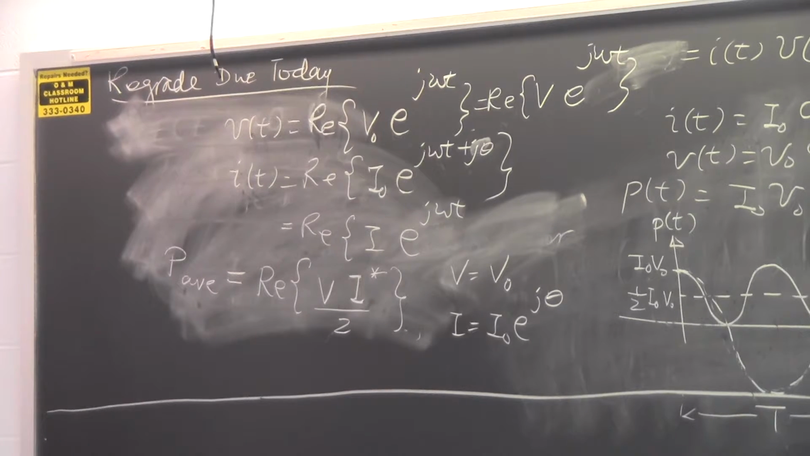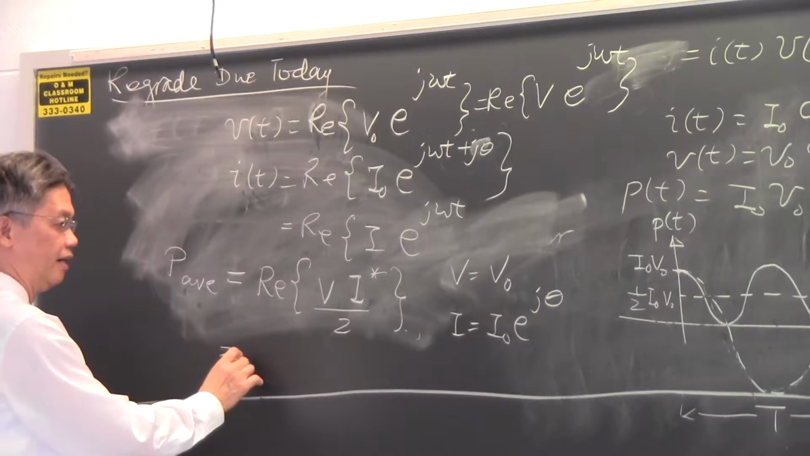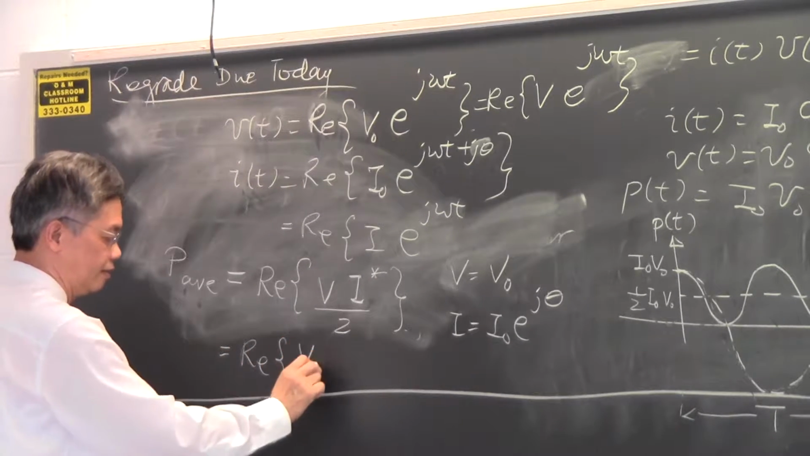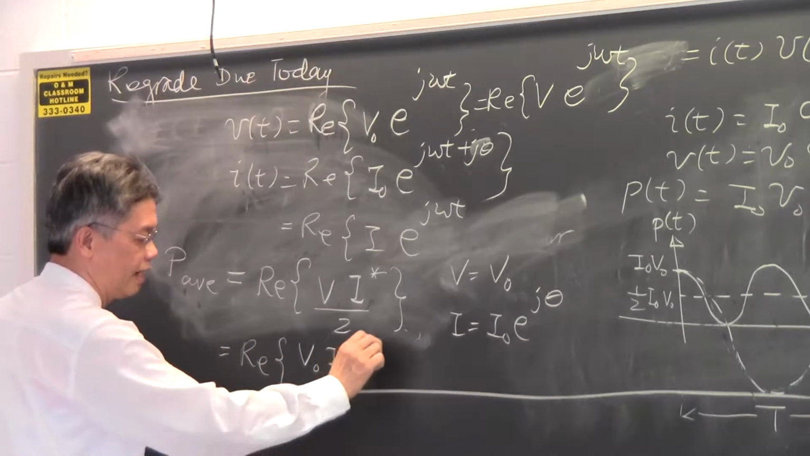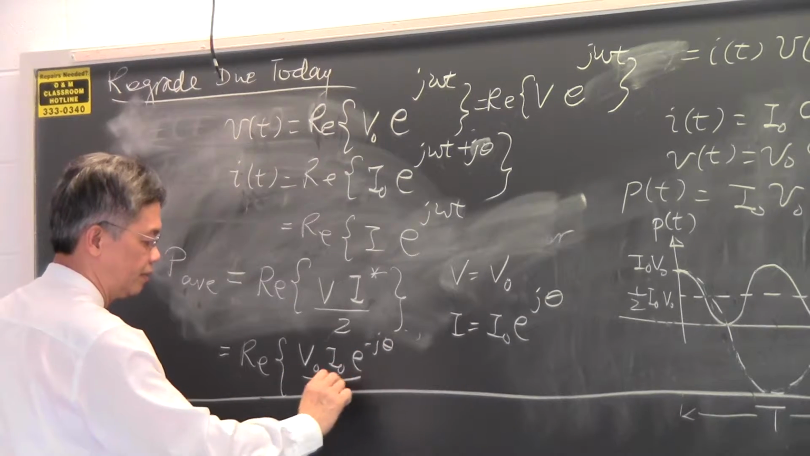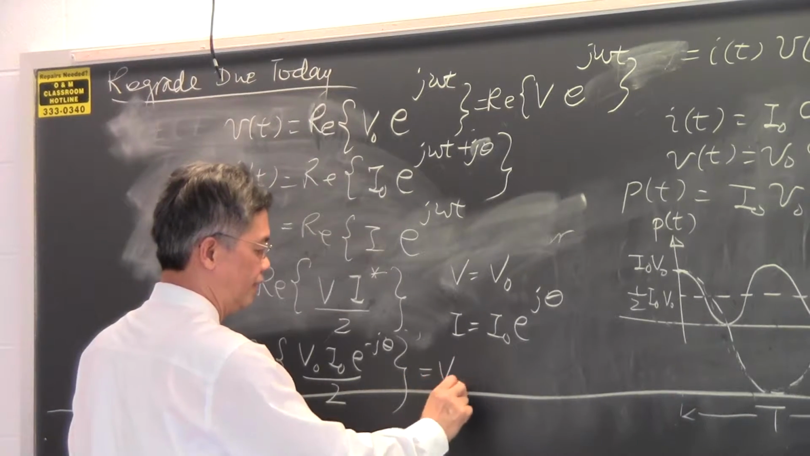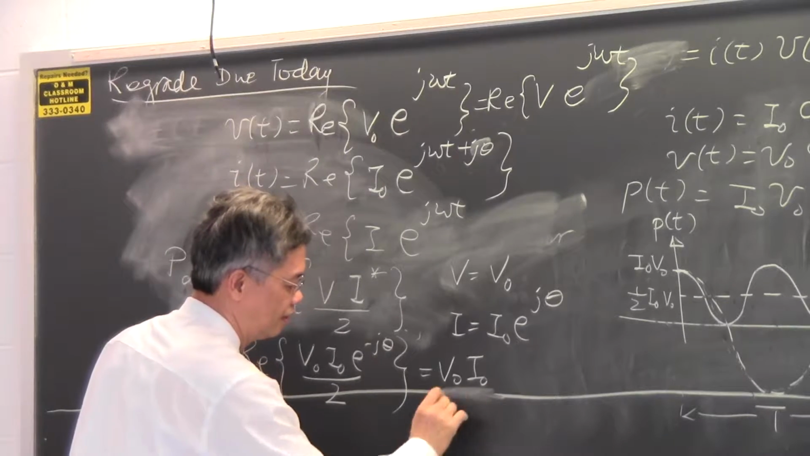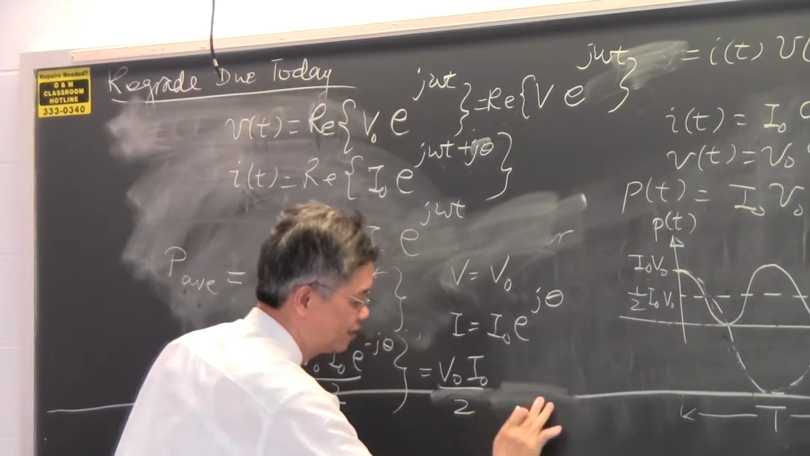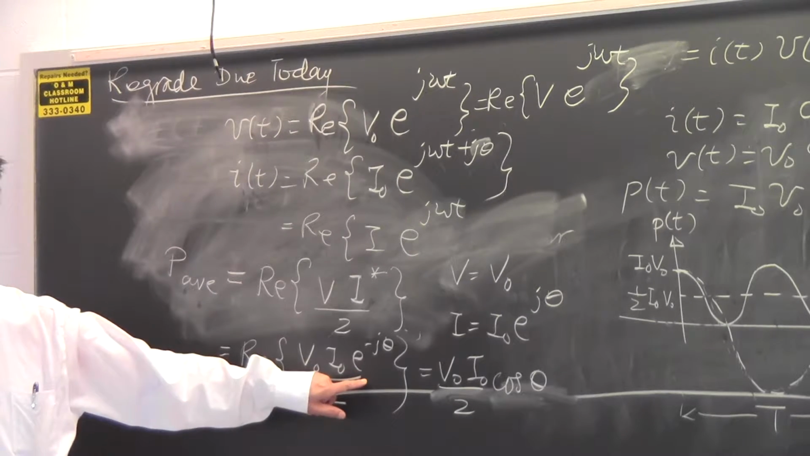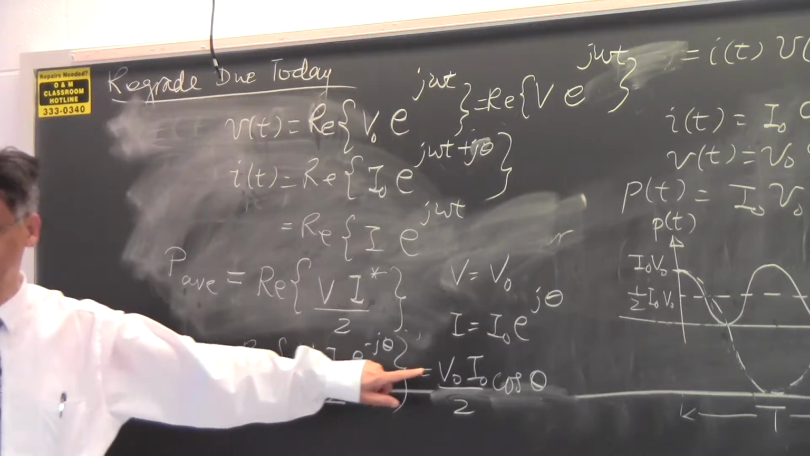Okay? So if I were to substitute this formula in there, I will get the real part of V naught I naught e to the minus j theta divided by 2. Okay? And if I take the real part of this quantity, I will get V naught I naught. This might be confusing to you. Let me just erase it. Cosine of theta. If I take the real part of this quantity, it would be just cosine theta, right?